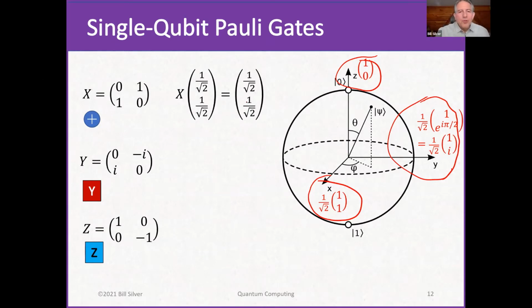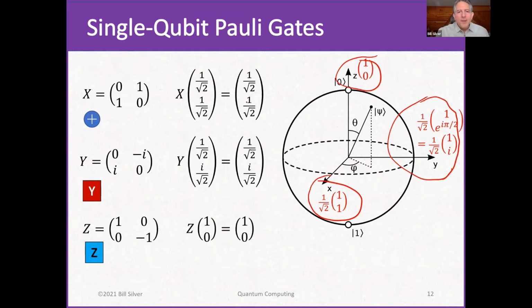And the same is true of the y gate, and the same is true of the z gate. You can say that these unit vectors are eigenvectors of those matrices. The reason I bring this up is because we know that these matrices are rotations. And the question is, what rotation?